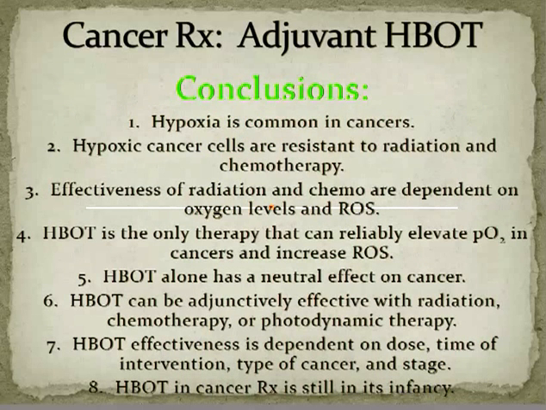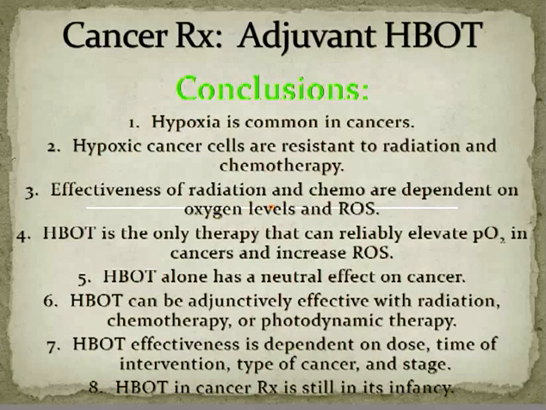So, conclusions. Hypoxia is common in cancers. We know how to deal with hypoxia. Hypoxic cancer cells are resistant to radiation and chemotherapy. The effectiveness of radiation and chemo are dependent on oxygen levels and reactive oxygen species, and of all the methods looking at trying to increase delivery of oxygen to hypoxic tumors, hyperbaric oxygen is the only one that reliably does that. And of course it does that by dissolving oxygen in plasma.